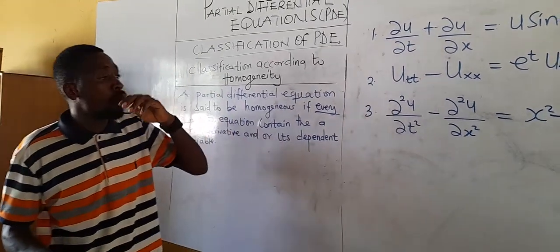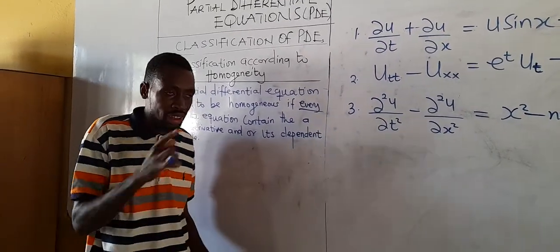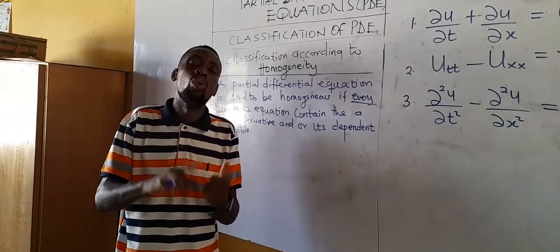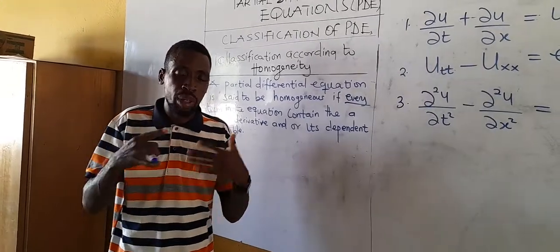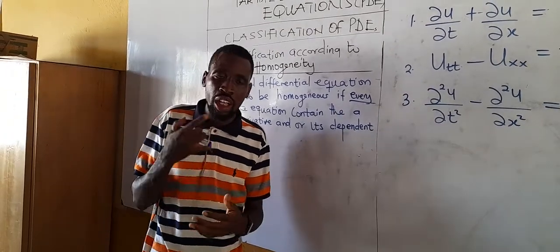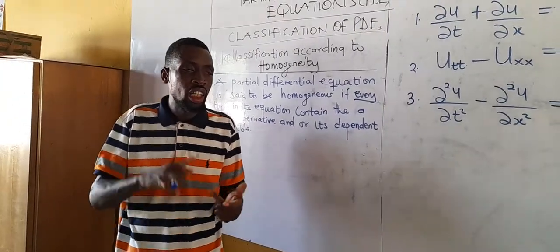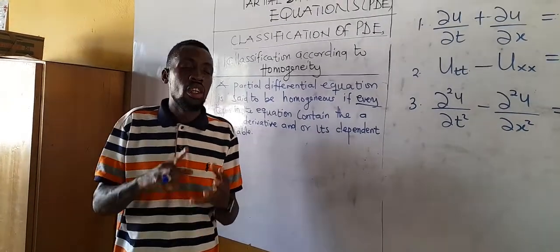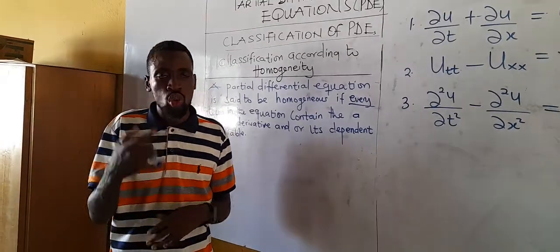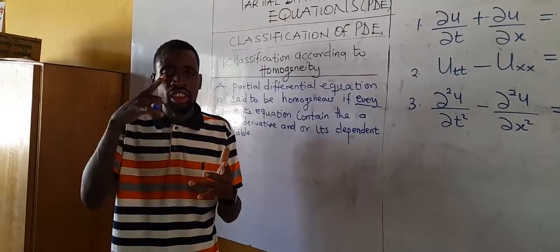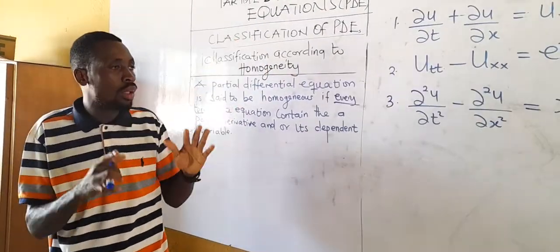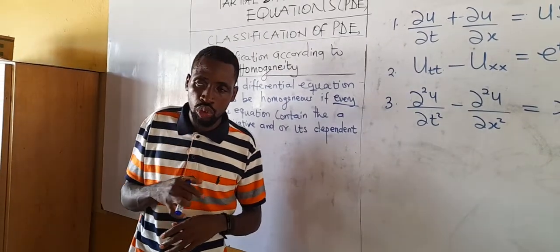Now, you'll be given a partial differential equation and asked to classify it according to order, degree, linearity, and homogeneity. So we'll take some sample partial differential equations and see if you can classify them. Please, if you don't know how to classify according to degree, check my videos. You will be able to learn how to classify according to degree, order, and linearity. Now we'll combine all of them to see how we can classify partial differential equations. So come with me.